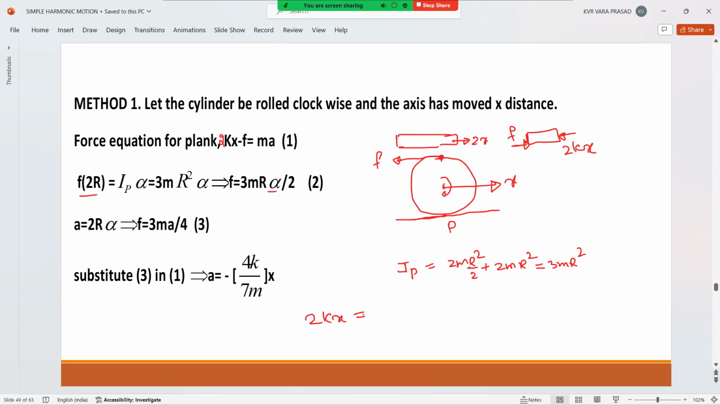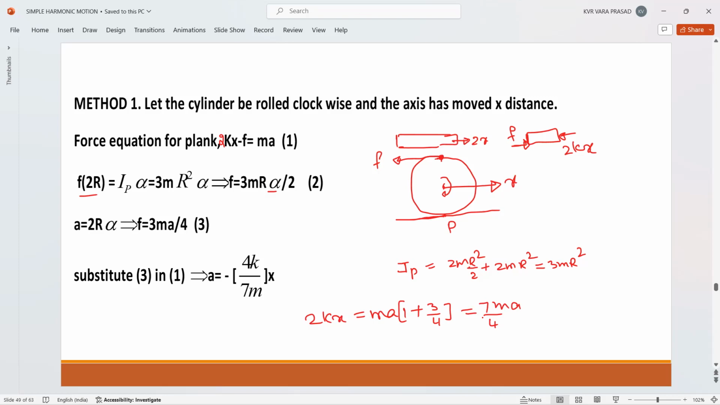2kx is equal to, I am taking ma common, 1 plus 3ma by 4 means it is 3 by 4. It is now 1 plus, sorry, 4 plus 3, 7. So 7ma by 4. That is equal to 2k into x.